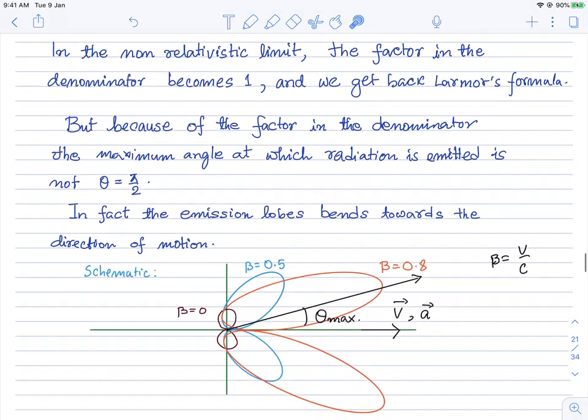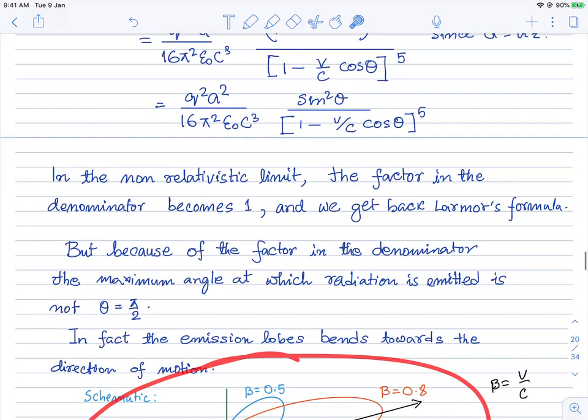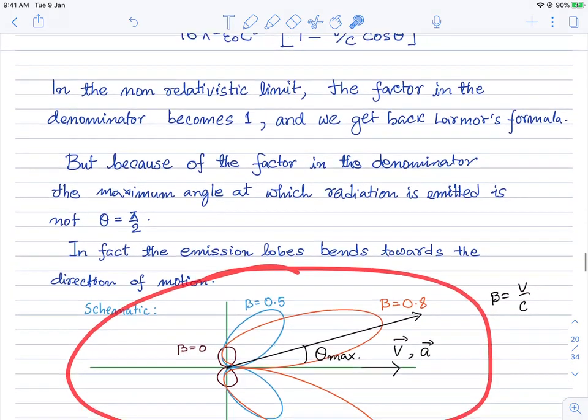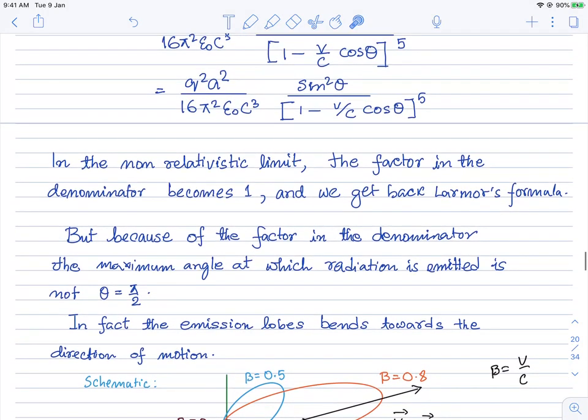You can just use any software to plot this. I've just schematically shown what is going on here. This is very important also. But not only that, there's something else that happens, which is denoted in this schematic diagram. You see, if you increase v by c, you can take v by c up to 1, right? If you increase v by c, then you will see that the denominator becomes smaller and smaller.